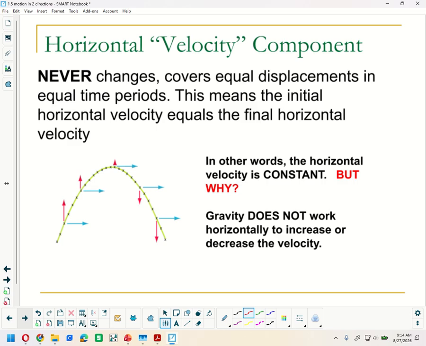You don't remember? Okay, so objects in motion tend to stay in motion unless acted upon in another direction. So something else is going to act upon it. All right, horizontal velocity component never changes. It covers equal displacements in equal time periods. This means that the initial horizontal velocity is equal to its final horizontal velocity. So my V initial is the same as V final. The magnitude of these stays the same, so they keep going in this direction at the same magnitude.